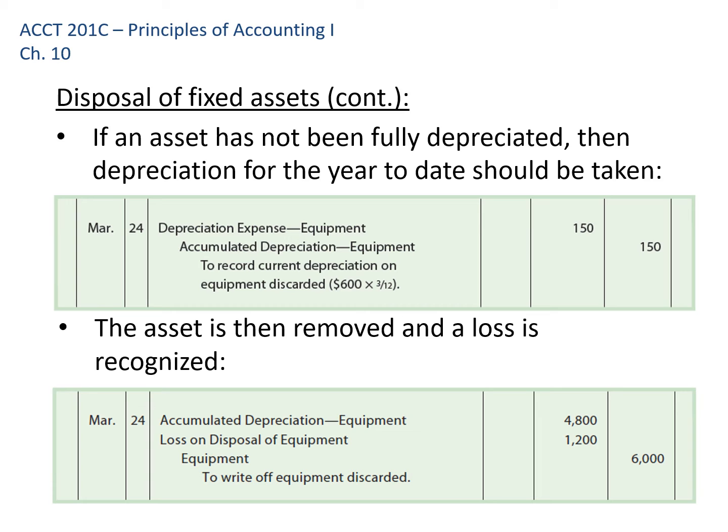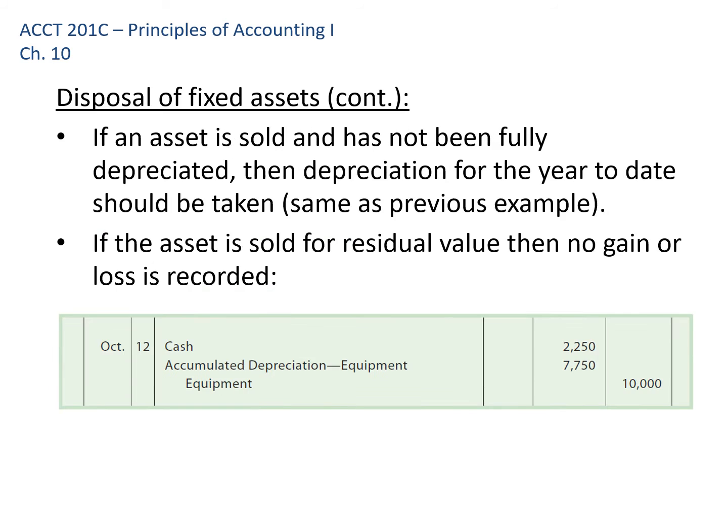A loss or gain on disposal of equipment is determined by taking the proceeds of the sale minus the book value. In this case, the proceeds are zero. We just threw away the equipment, and the book value was $1,200, so the loss is $1,200. So if the asset is sold not fully depreciated, we should take the depreciation for the year. If we sell it for the residual value, then there's no gain or loss. So in this example here, the residual value or scrap value is $2,250. We sold it for $2,250, no gain or loss. Proceeds minus book value equals zero.